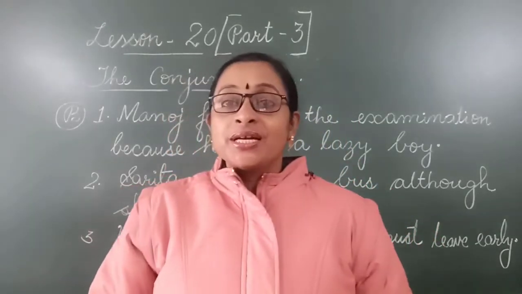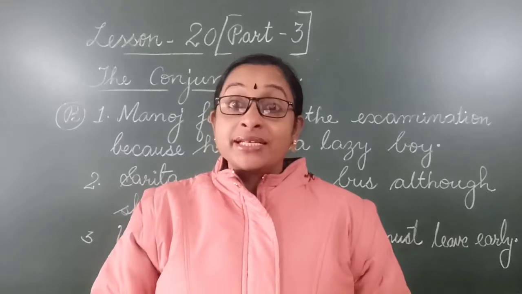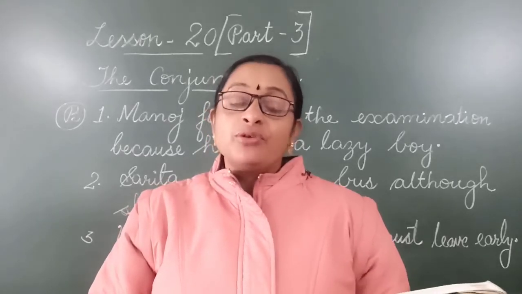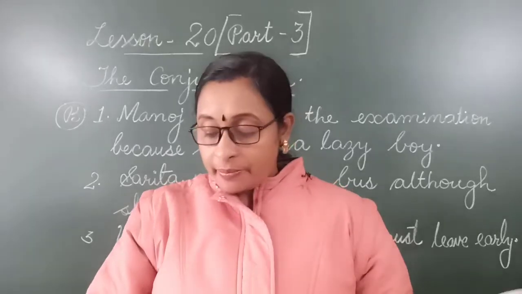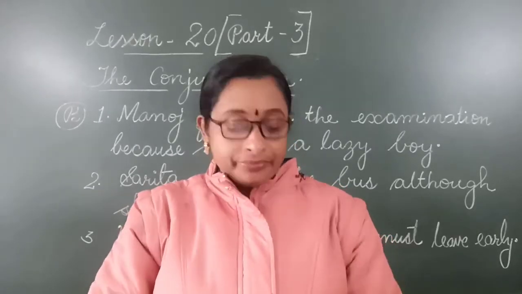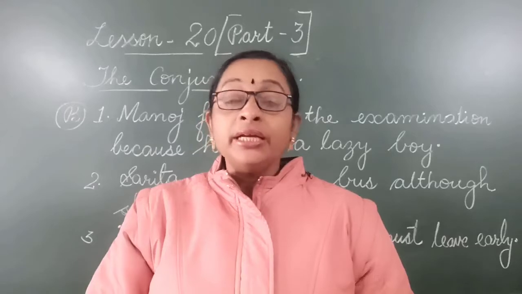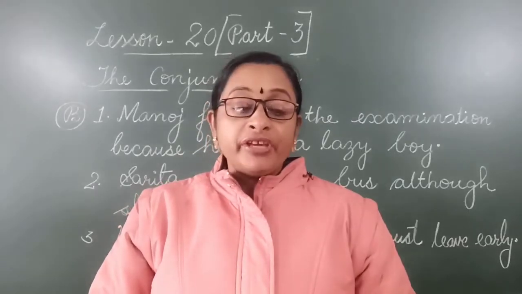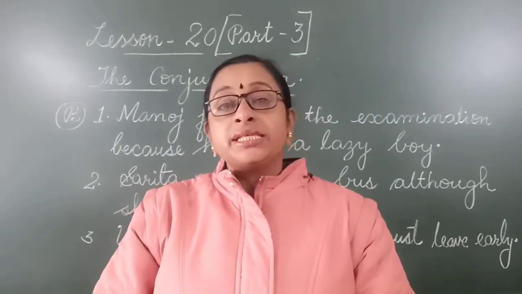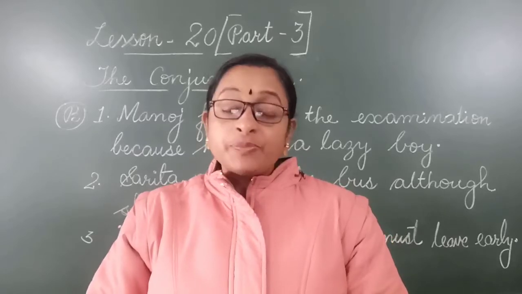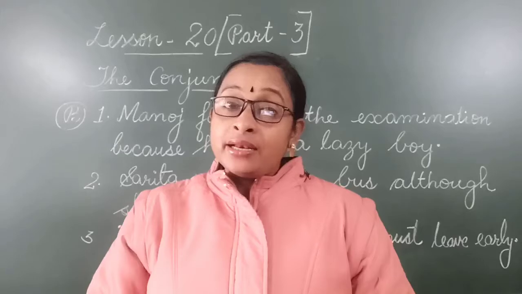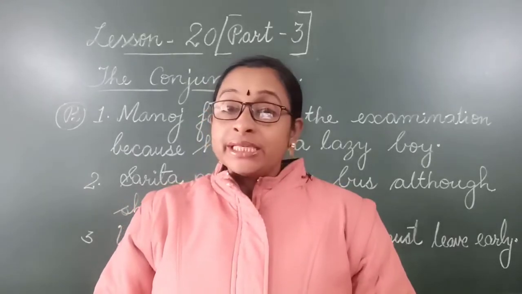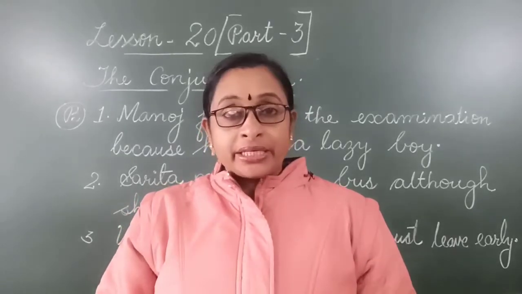Today we are going to learn lesson 20, the conjunction, part 3, page number 87. On this page, we can see exercise B is given. On this page we have to do only the exercise. There are 10 numbers. All these 10 sentences we have to write.